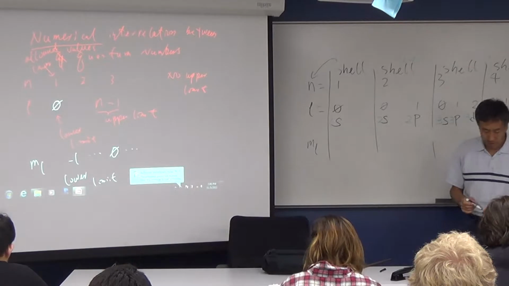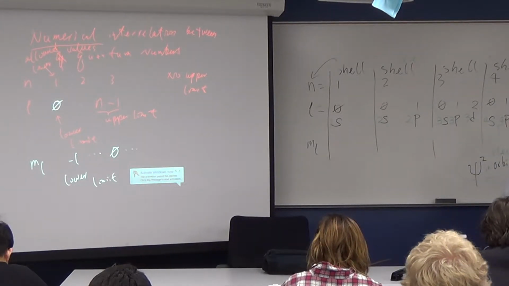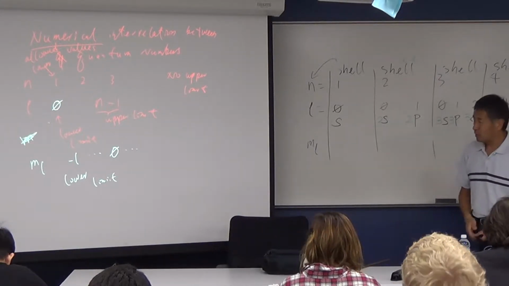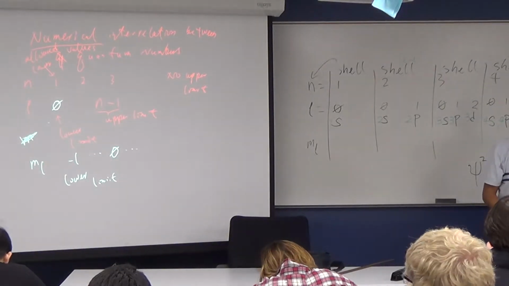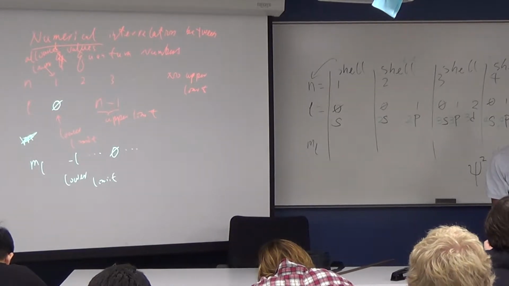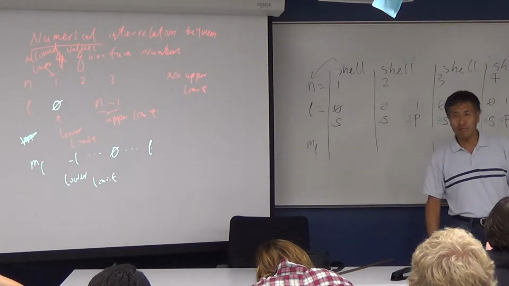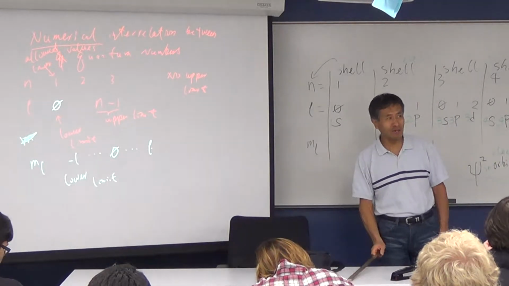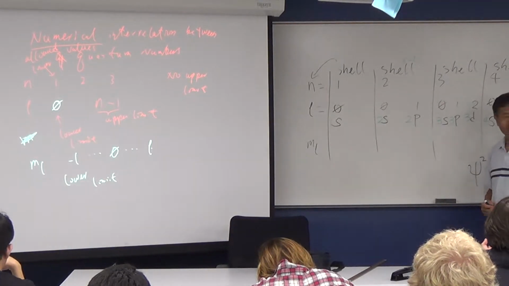Next quantum number, so let me write it here. I'm going to finish writing. The next quantum number is ML. For ML you go from negative L, then you go to 0, then dot, then you go to positive L. I think now you understand what I mean by the dot, right?